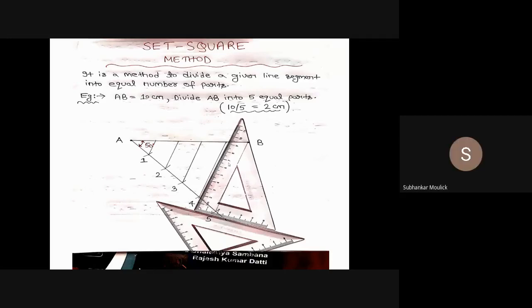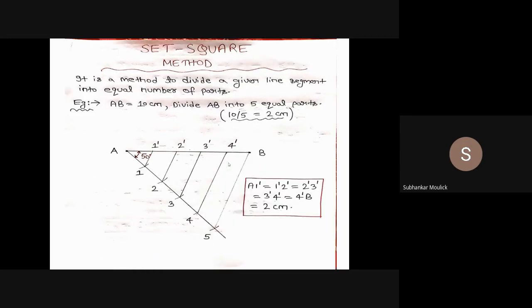Yes, clear. Okay, so if you do like this, you will get a line. See, this A1 dash is equal to 1 dash 2 dash, which is equal to 2 dash 3 dash, which is equal to 3 dash 4 dash, which is equal to 4 dash B. This particular method is called set square method, and A1 dash is equal to 1 dash 2 dash is equal to 2 dash 3 dash and so on is equal to 2 centimeter. So this set square method you have to apply in the very first problem which sir has discussed several times. Now it is clear? Any doubt?